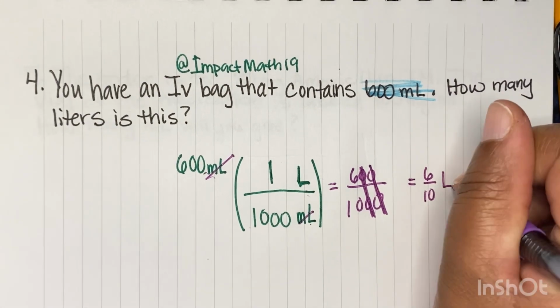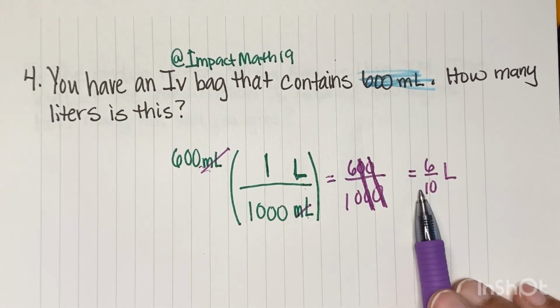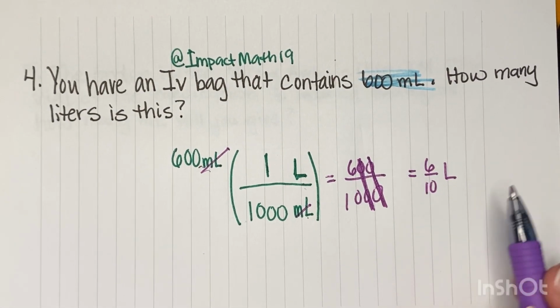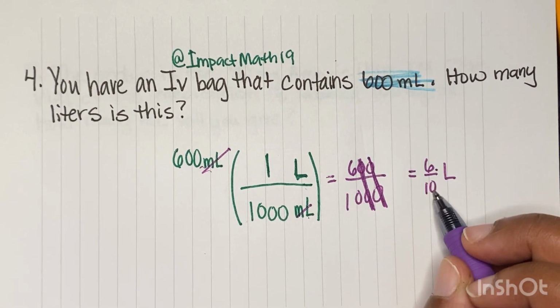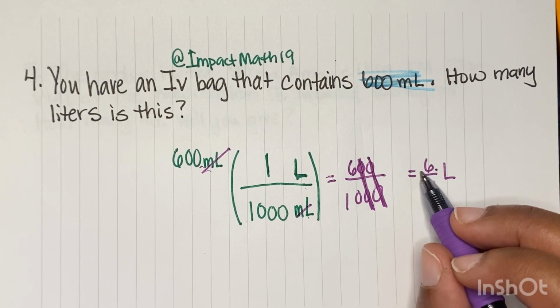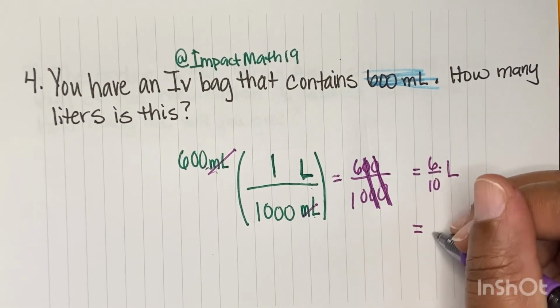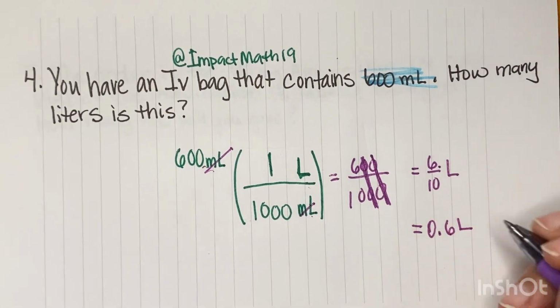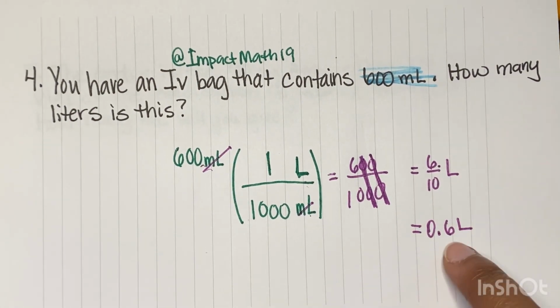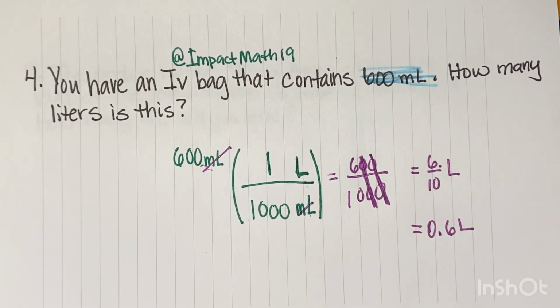6/10 liter. Now, if you want to change this to a decimal, okay, remember there's an imaginary decimal here, and since we only have 1 zero, we can move it 1 to the left. So as a decimal, it would be 0.6 liters, okay? So decimal form, fraction form.